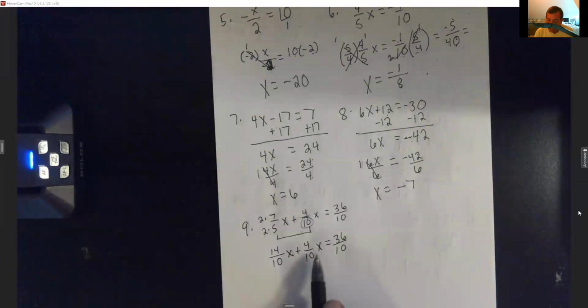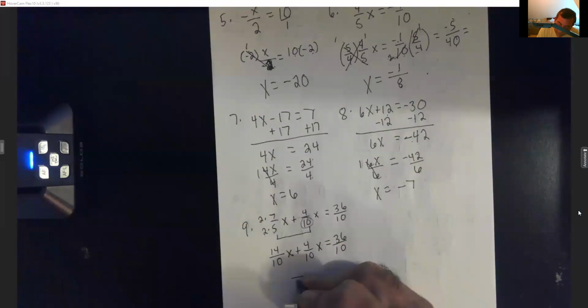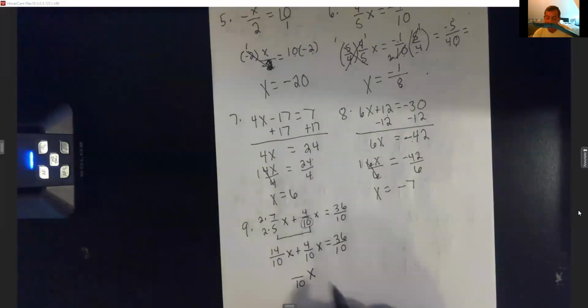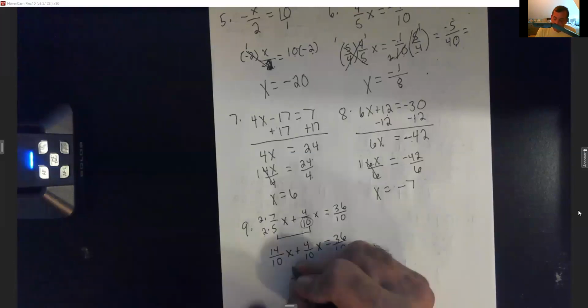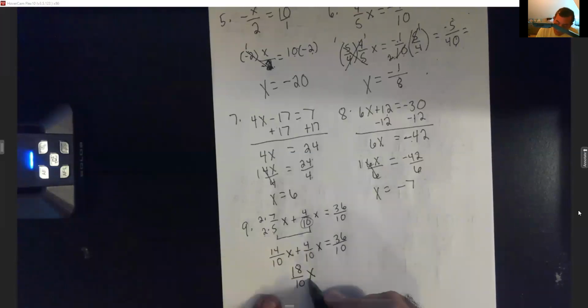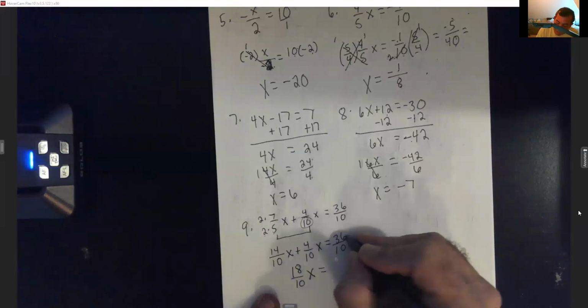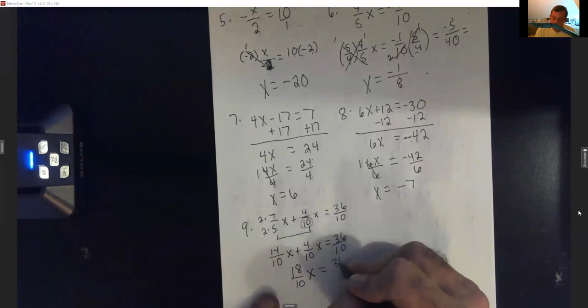Now these are like terms, so now I can add these x's together. So remember, the bottom at this moment is going to be 10, and the x is not changing. When you add variables, they do not change, only when you multiply. Now on top, 14 plus 4 is 18. So that gives me 18 over 10x. That's going to equal this side, which is 36 over 10.